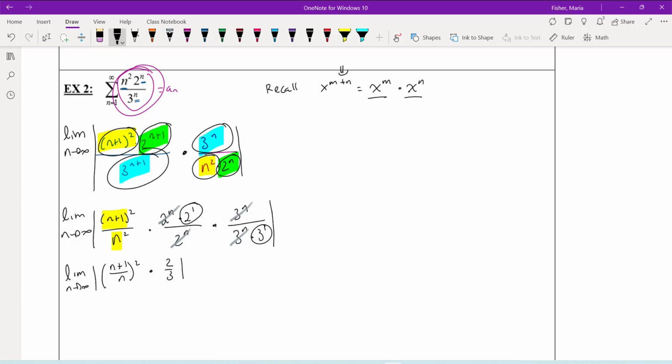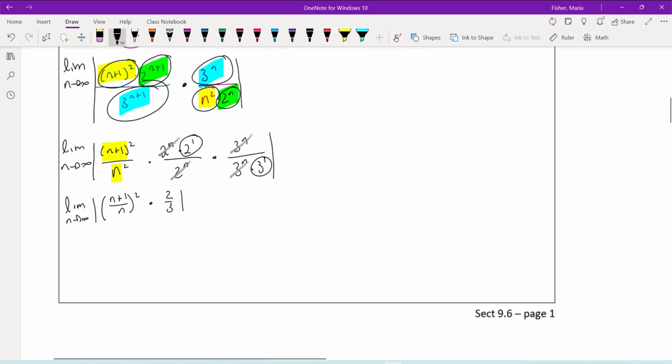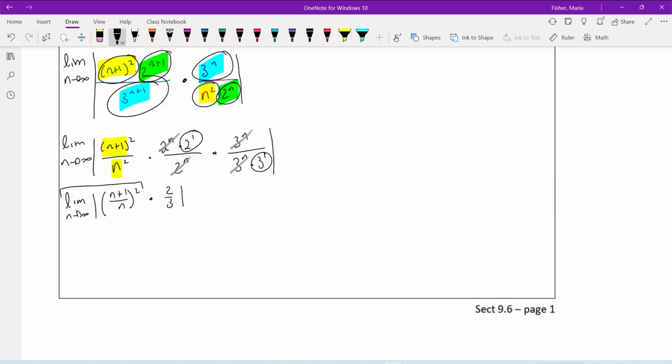Now you can split up limits over multiplication. You can also rewrite this portion of the limit because it's a composite function. We could rewrite it as the limit as n goes to infinity of the absolute value of n plus 1 over n, quantity squared. Again, this is a composite function. It's something squared, so we could rewrite it as the limit of the inside quantity squared. And then if we're taking the limit as n goes to infinity of a constant, we know that that's just going to be the constant.